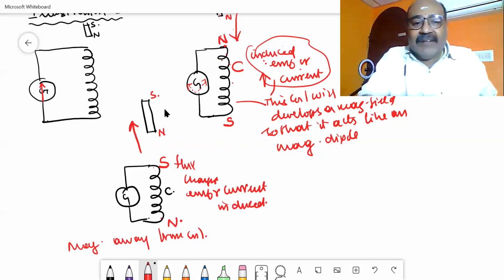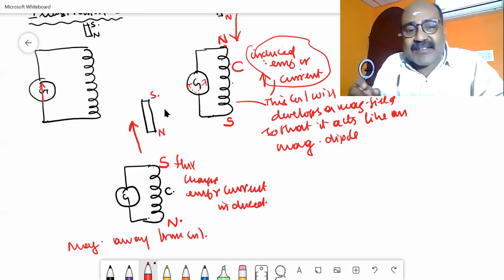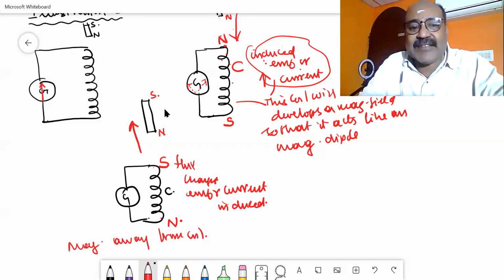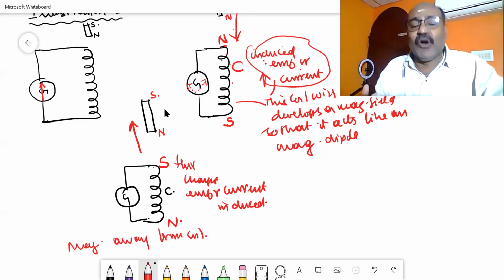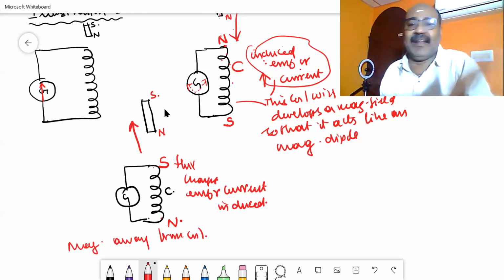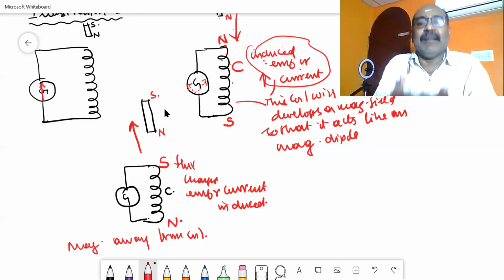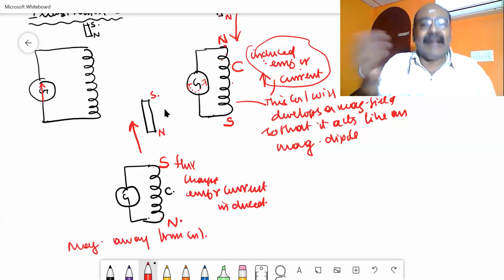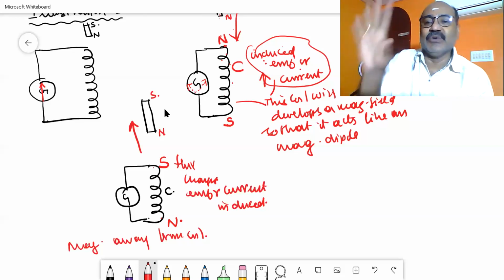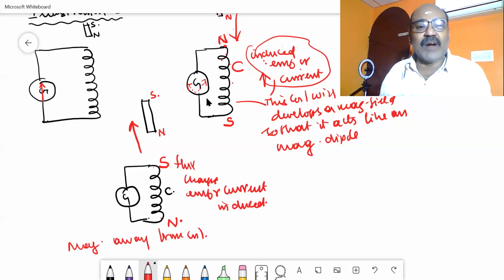Then only this south pole can pull this north pole, so that the decrease in flux is opposed. The coil should try to increase the magnetic flux. So by attracting, the flux can get increased. If you are able to know the direction in which the magnetic field is produced, then using the right hand thumb rule, we are able to calculate the direction of the induced current or the induced EMF.